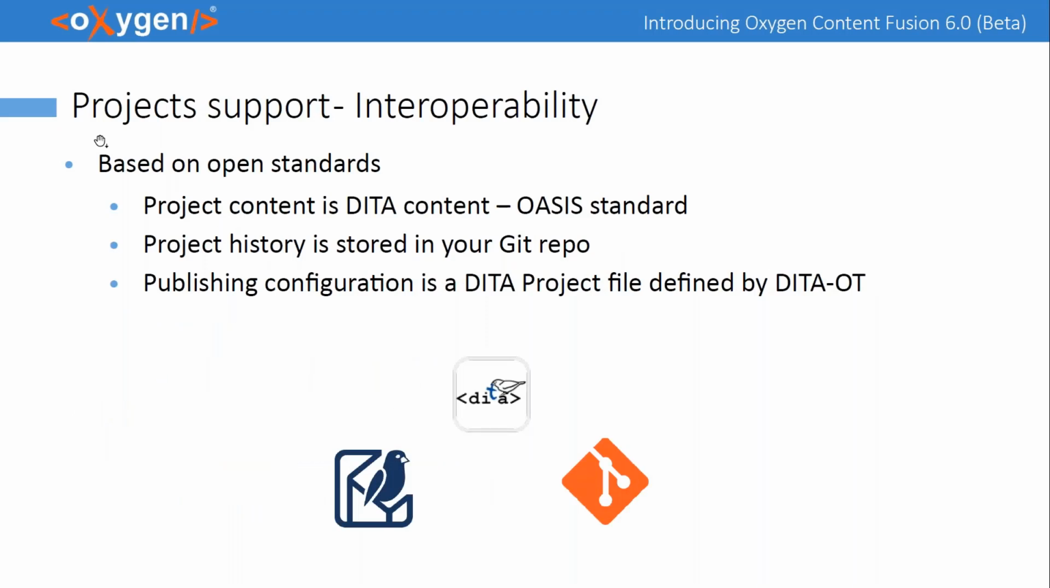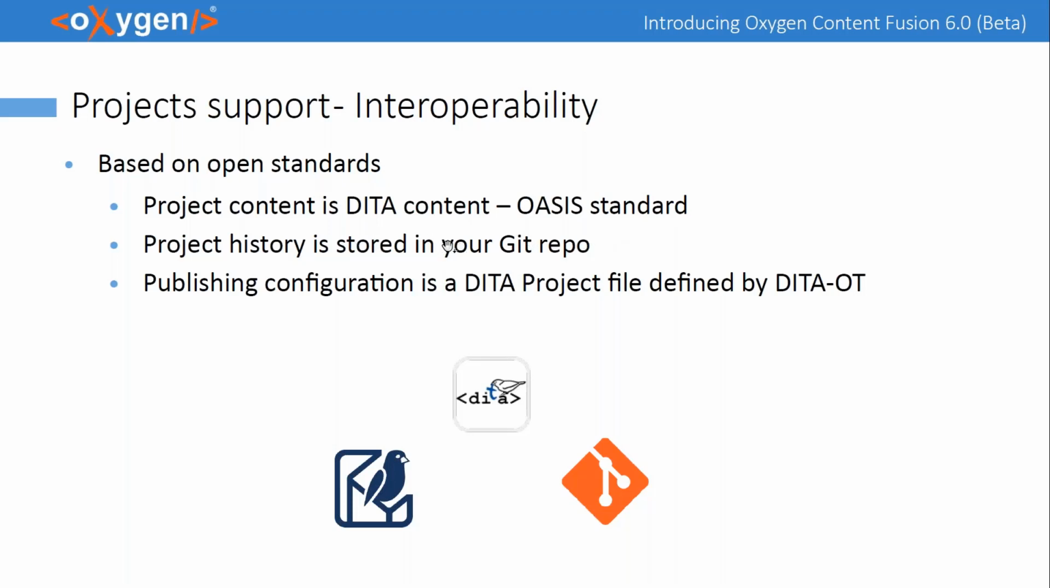Okay, so now talking a bit about projects. One interesting topic is interoperability. We wanted to design this feature so that you won't be locked into Content Fusion if you import your projects here. So your project content is standard DITA. DITA is an OASIS standard. You can use any tool to work with DITA content. Your project history is stored in your Git repository.